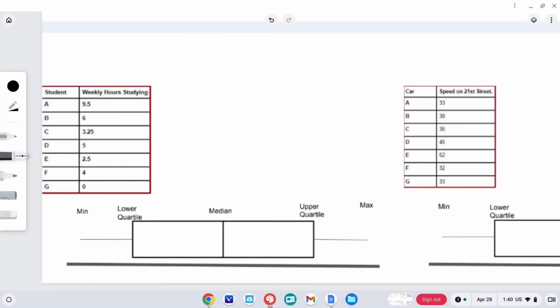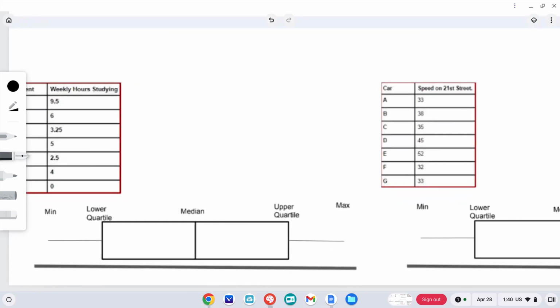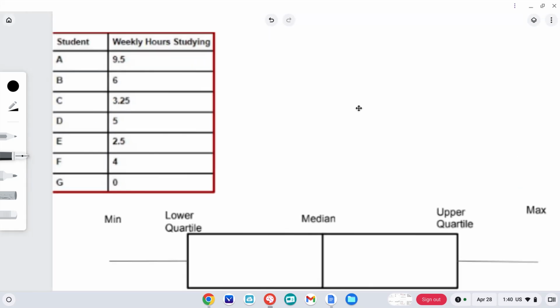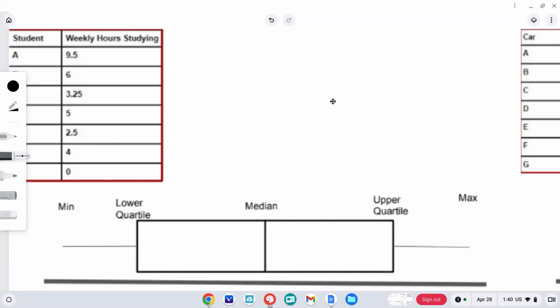Let's do one more of these together, and then we're going to skip around a little bit. So you'll end up with one of these to do on your own, where you're just finding those bits of information, then a couple problems that you can practice. Okay, so looking at this one, this is data showing the student and how many hours they spent per week studying. Just like last time, we want to start by putting them in order from lowest to highest.